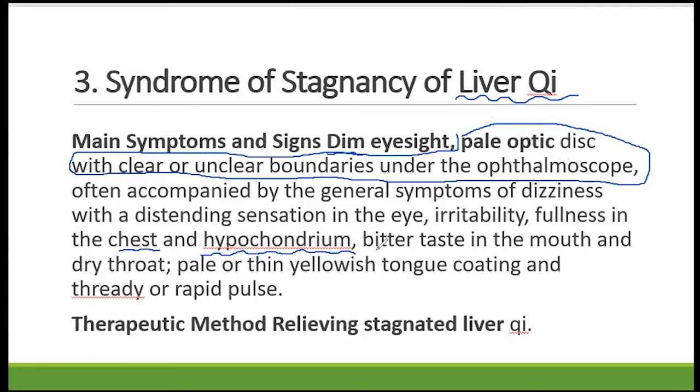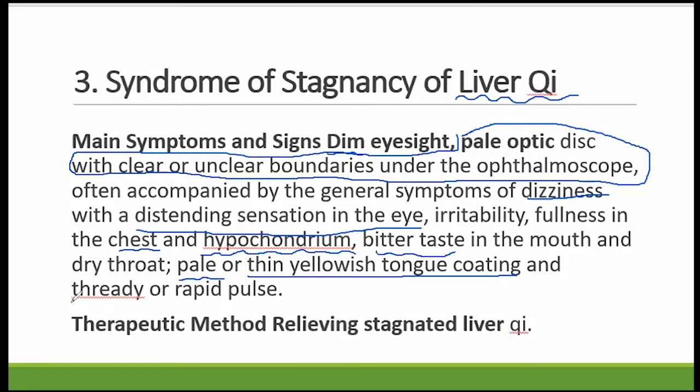Liver qi stagnation can change into heat, which can cause a bitter taste in the mouth. And the heat rising up attacks the eyes, so there's a distending kind of sensation in the eyes and also possible dizziness. The tongue could be pale, could be red on the sides, could have a thin yellow coating. It depends on how severe the heat generation is.